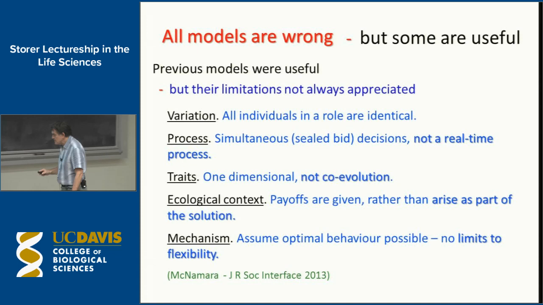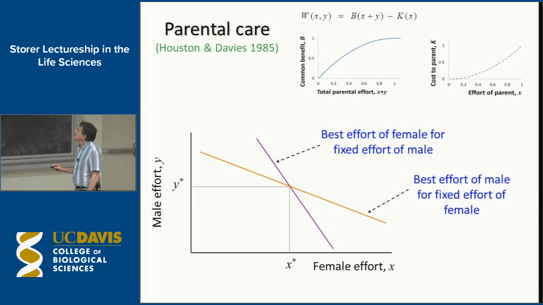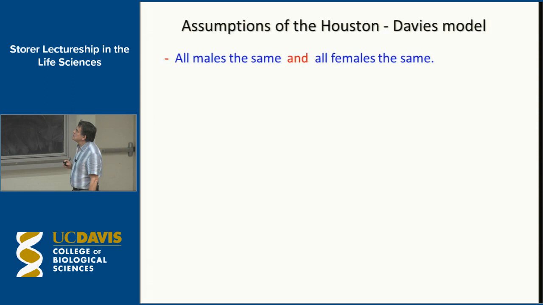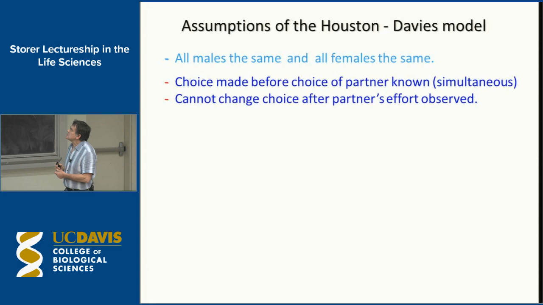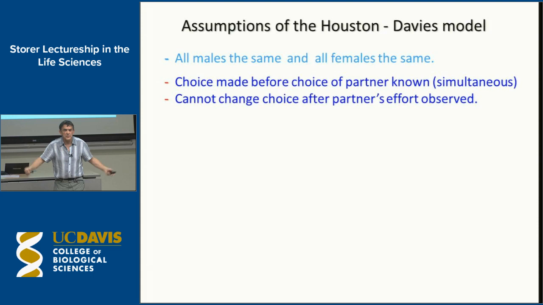Right. So, let me go back to the parental care case. This is the Houston-Davis solution. Now, what are the assumptions behind this? Well, it's assumed that, as I said, all males are the same and all females are the same. It's assumed that the choice of effort is made before the choice of effort by the partner is known, and then the efforts are not altered. In other words, efforts are fixed. It's like what's called a sealed envelope bid. I pull out an envelope, say what I'm going to do, and I do it whatever my partner's doing.